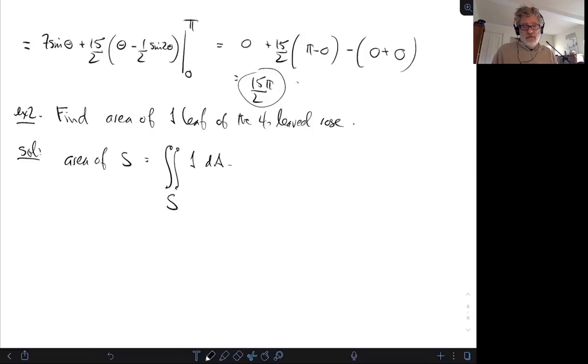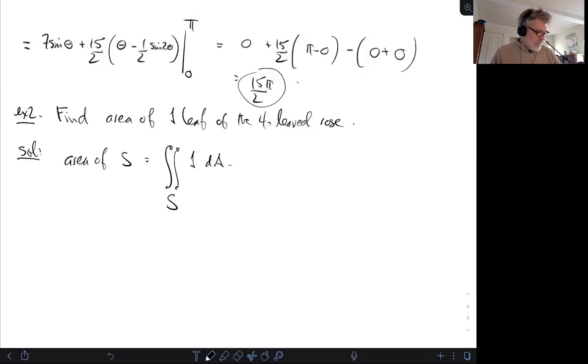It's a bit easier than the previous problem in the sense that here you don't have to ask yourself, do I go to polar or not? There is no other way because the only description we have of S is in polar. So you have to switch to polar coordinates. So that in a sense makes it easier.